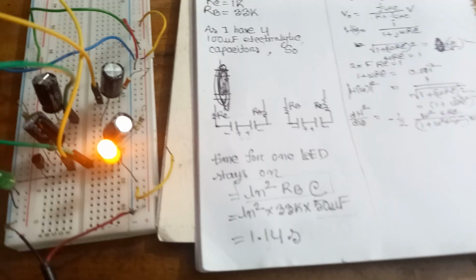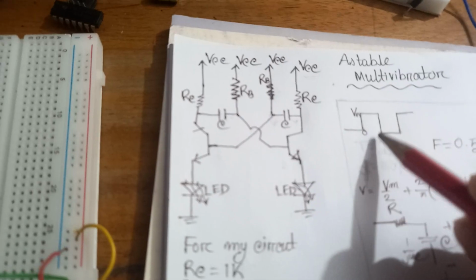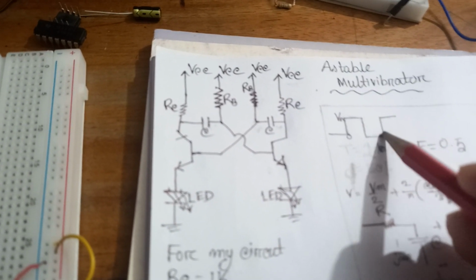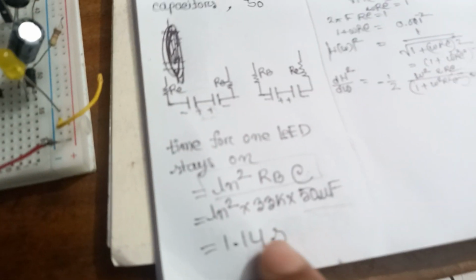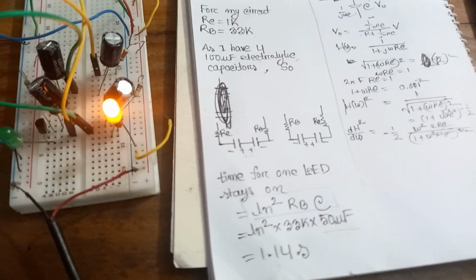If you want to find the square wave's time period, this is 1.14 and this is also 1.14. So if you multiply this by 2, then you will get the time period of that square wave.